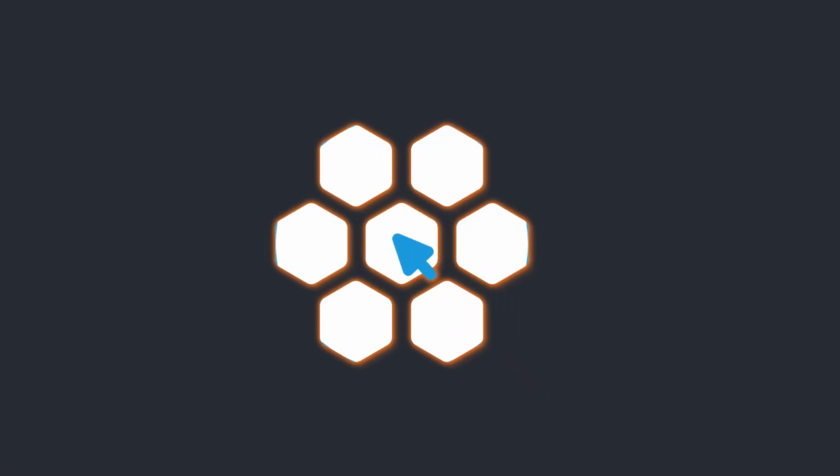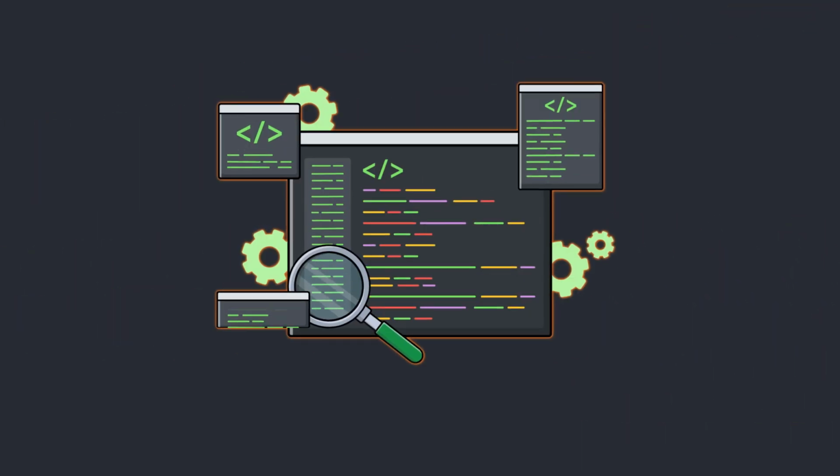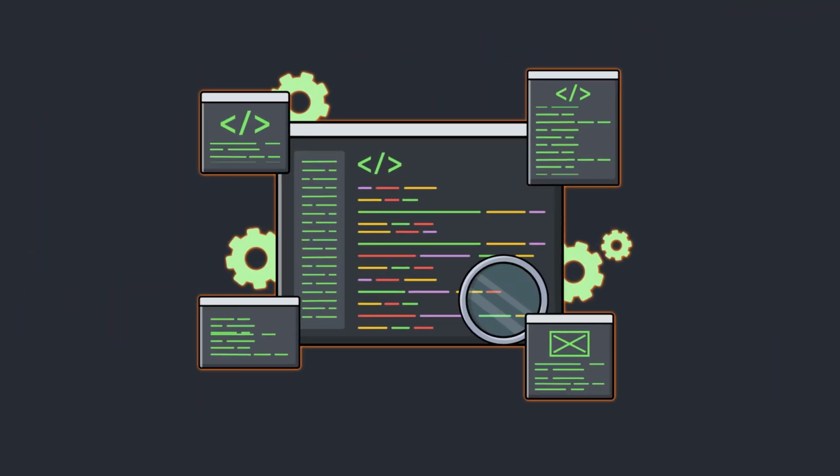CI/CD has become a cornerstone of modern software development. But what exactly is it and why should you care? Continuous integration, the CI part of CI/CD, is all about merging code changes frequently and automatically testing them. Think of it as a quality control system for your code.